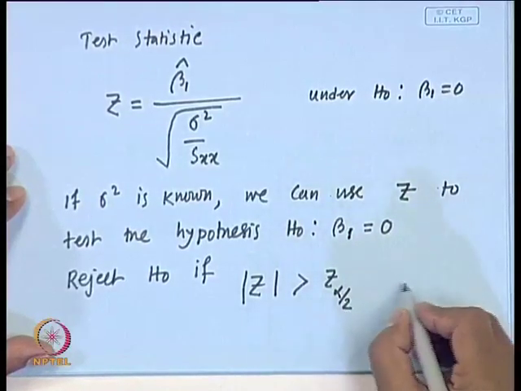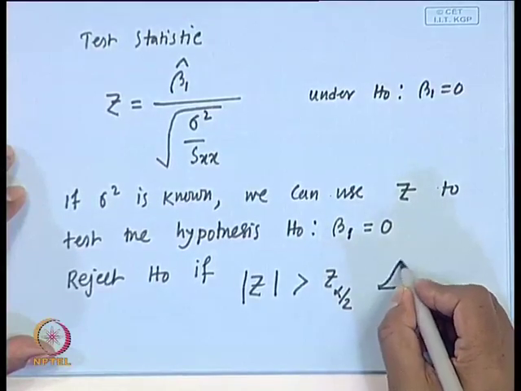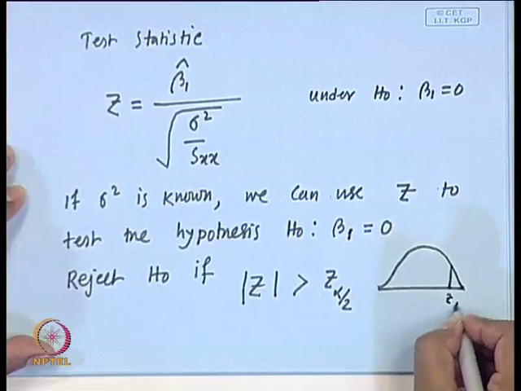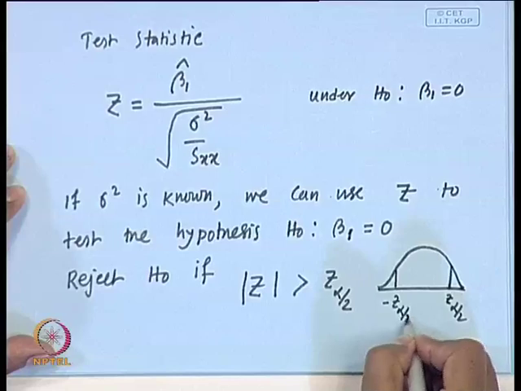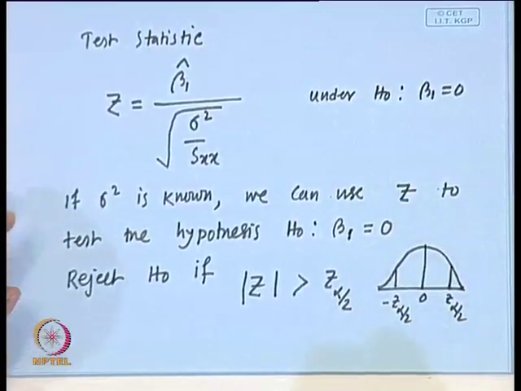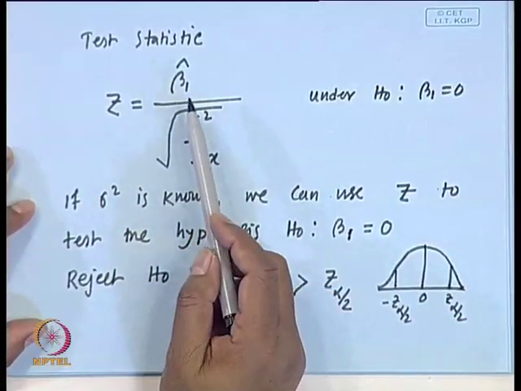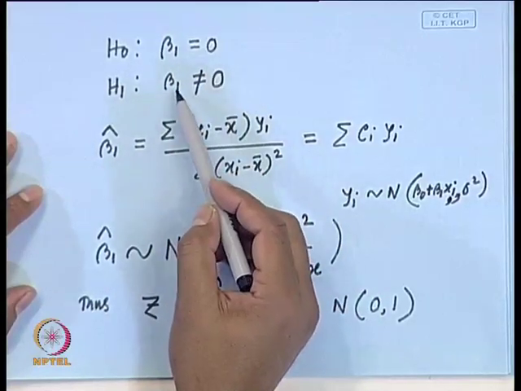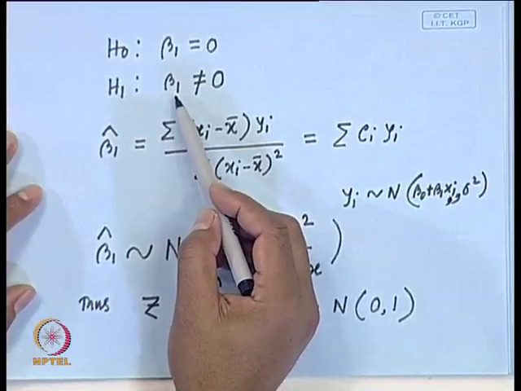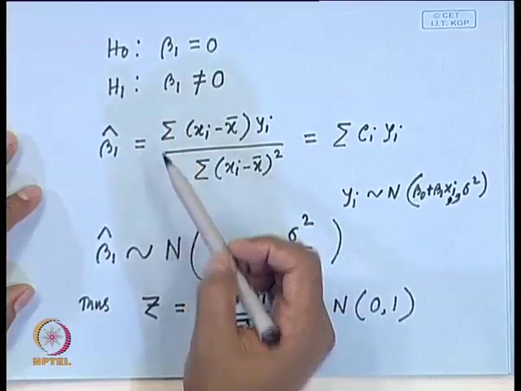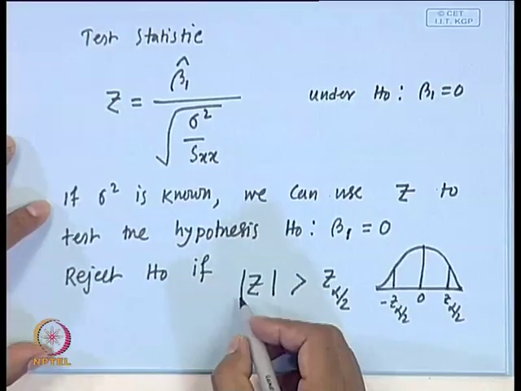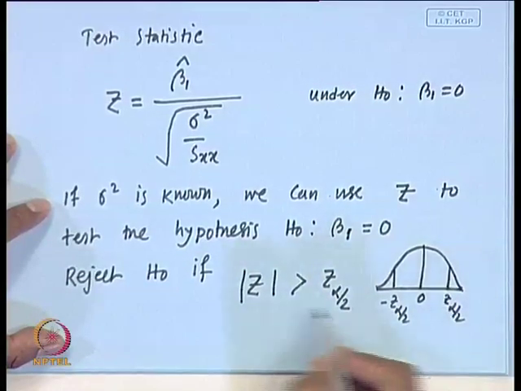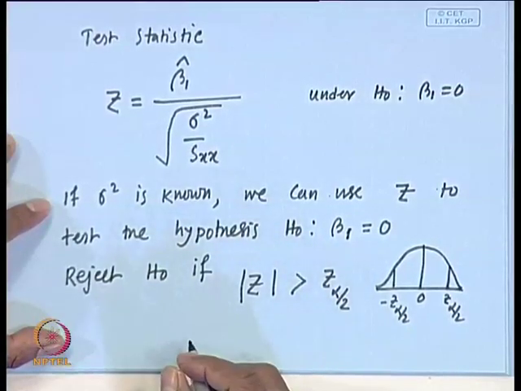So, this Z alpha by 2 is nothing but the upper alpha by 2 percentage point of standard normal distribution. So, this is the point Z alpha by 2 and this is the point minus Z alpha by 2. This is the PDF of standard normal distribution. So, intuitively we reject the null hypothesis if beta 1 is not close to 0. Formally we find the test statistic value of Z, and we check if Z is greater than Z alpha by 2, then we reject the null hypothesis, otherwise we accept the null hypothesis.